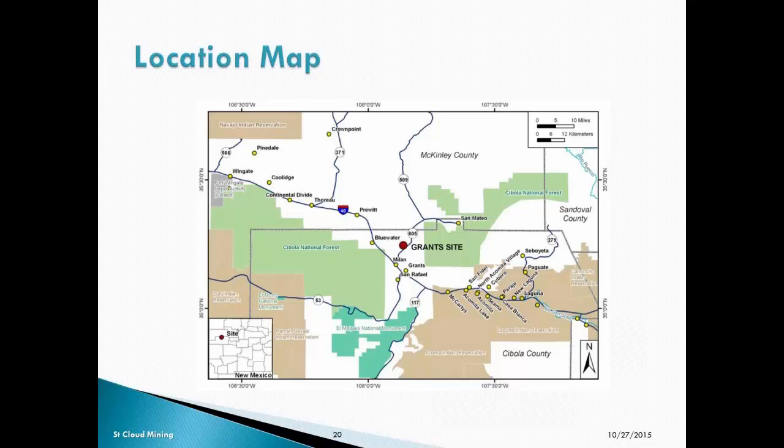This just shows the Grants site, and I was actually up there a couple weekends ago and took a look at it, and it's pretty interesting. You've got a large, almost east-west tailings pile, and the zeolite treatment areas are put up on top, and then the RO treatment system is to the far west side of the operation.